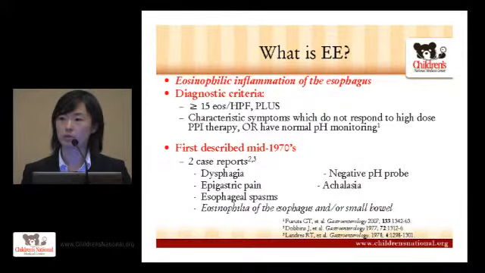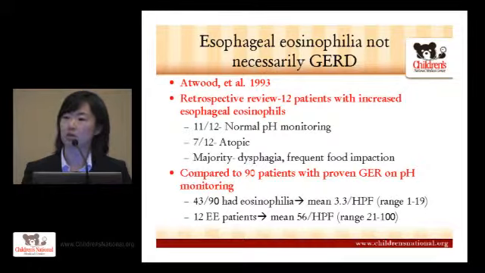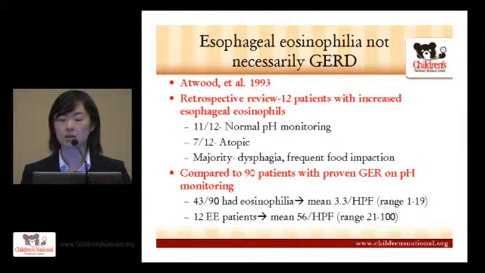And EE was first described back in the 70s in 2 case reports. These were 2 adults, both of whom had symptoms including dysphagia, epigastric pain, some esophageal spasms on motility studies, and both had increased eosinophils in the esophagus or the small bowel. And so from then on, for the next 2 decades, a lot of focus was on reflux as a potential etiology to these findings.